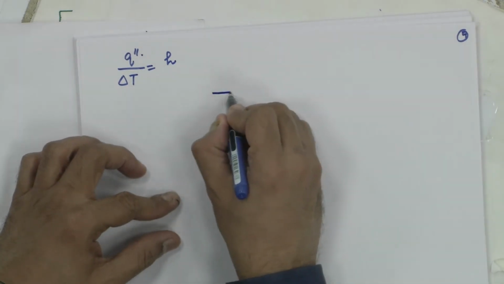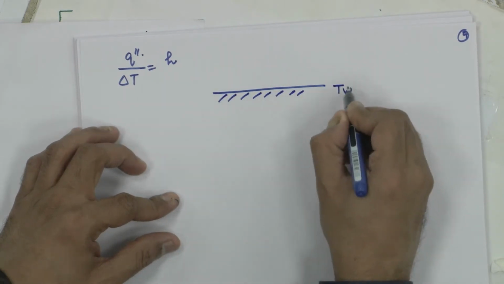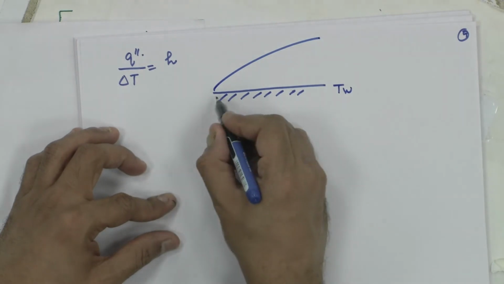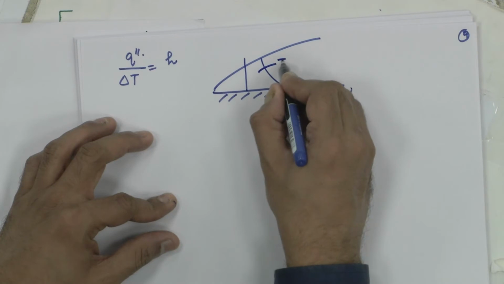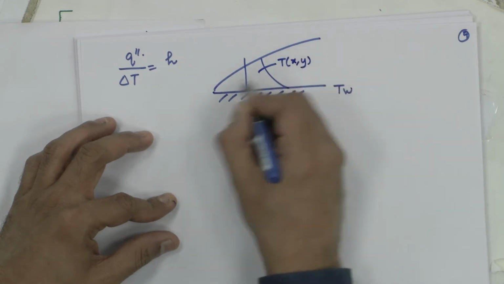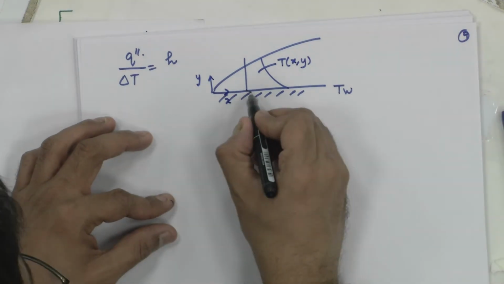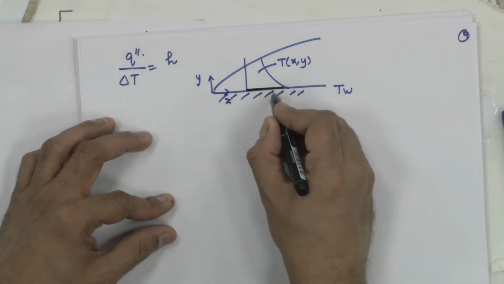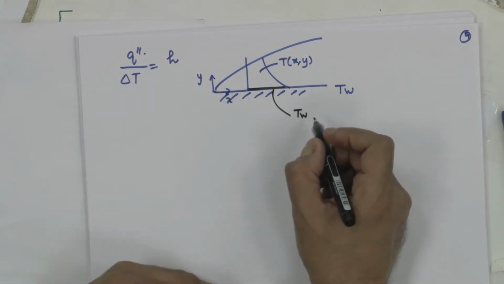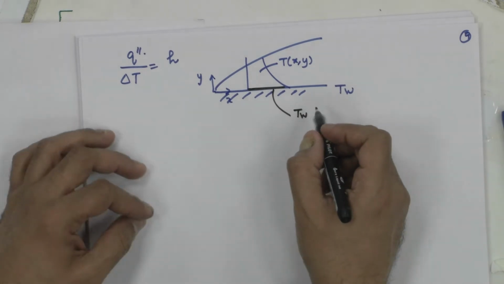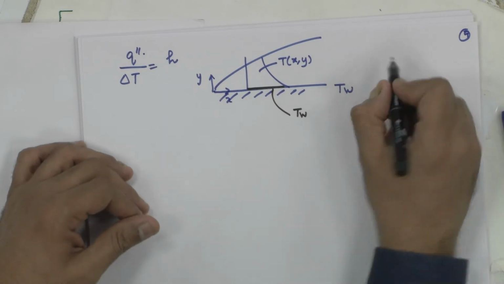When a flow happens over a solid surface, this is the solid surface, this is T wall, we have the so-called thermal boundary layer which is developed, and the temperature profile looks something like this. This is T of local x comma y, and let me say this is y, this is x. The first layer of fluid in contact with the heated surface is at T wall, correct. So, the layer of the fluid in contact with the heated surface has 0 velocity. So, the mechanism of heat transfer is primarily conduction.